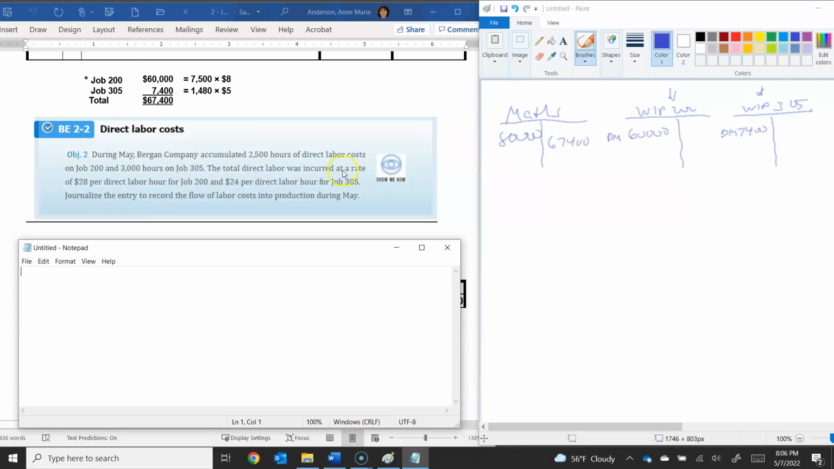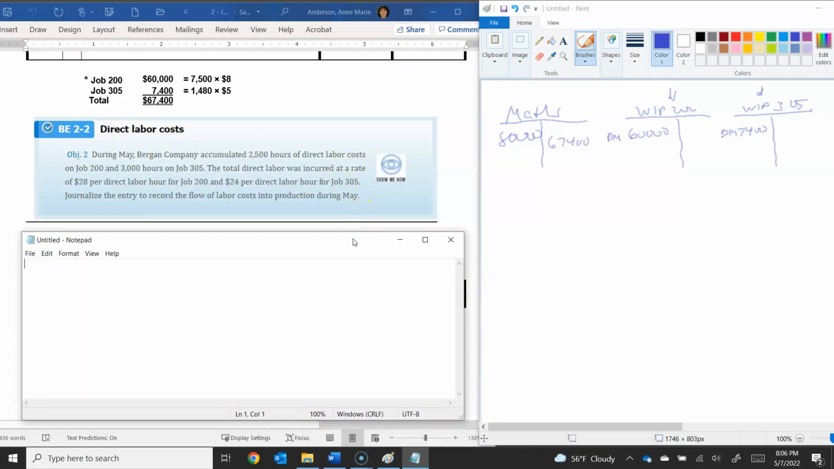Okay, so moving on. Direct labor costs. All of these build off of each other. It says during May, they accumulated 2,500 hours of direct labor costs on job 200, 3,000 on 305. And they tell you what the rate is, $28 per hour for job 200 and $24 per hour for job 305. So the idea is you're going to multiply these. 2,500 hours times 28 is $70,000 in direct labor to this job. And 3,000 hours times $24 for job 305, so there's 72,000 in here.